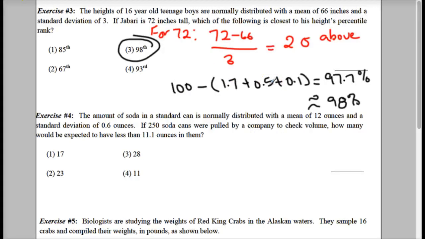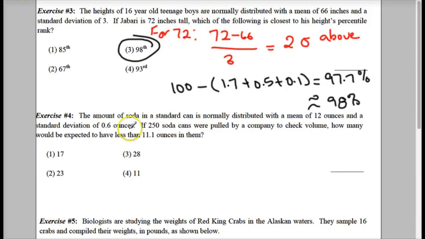Now, exercise 4. The amount of soda in a standard can is normally distributed with a mean of 12 ounces and a standard deviation of 0.6. If 250 soda cans were pulled by a company to check the volume, how many would you expect to have less than 11.1 ounces in their tin?